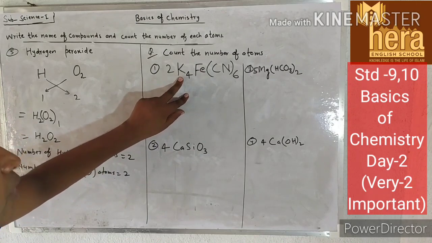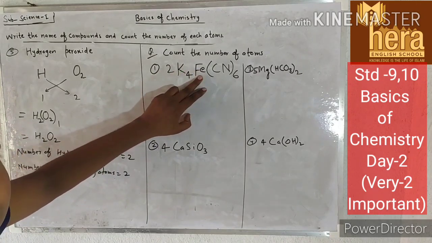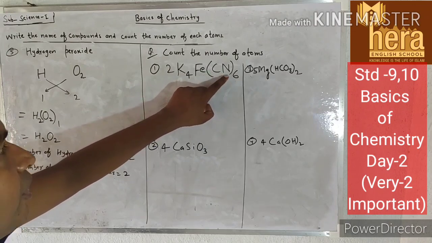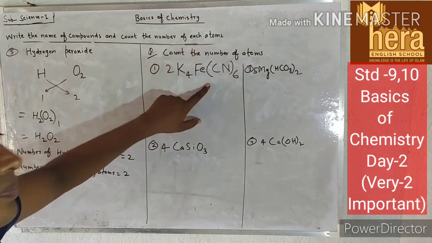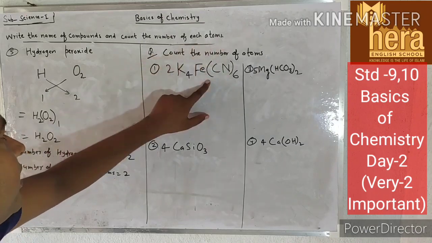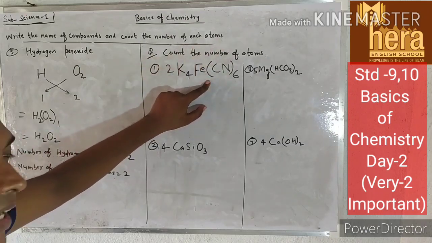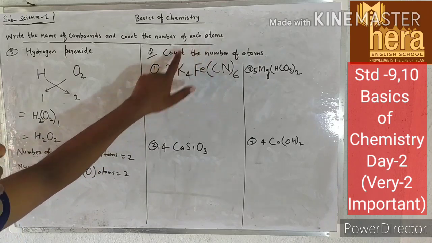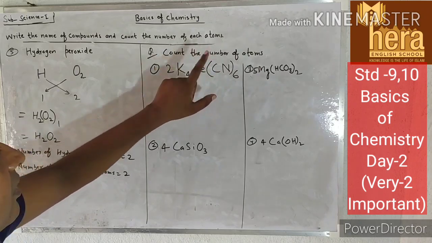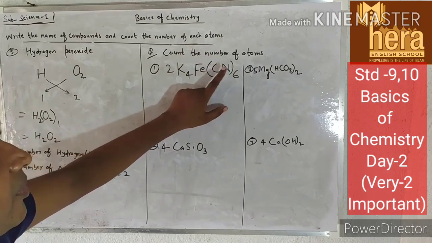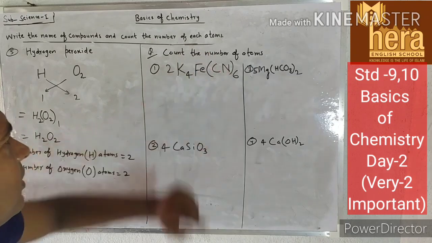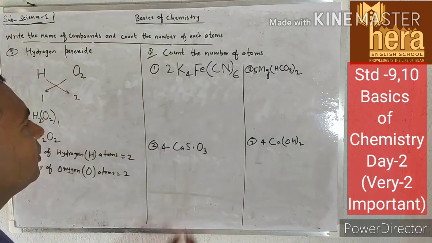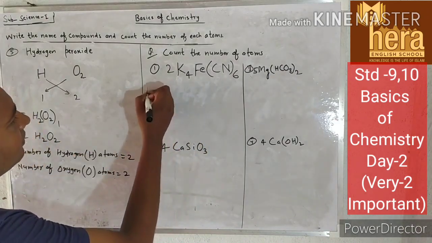K means potassium, Fe means iron, C means carbon, N means nitrogen. So in these compounds or molecules, you have to say how many potassium atoms are there, how many iron atoms are there, how many carbon atoms are there, how many nitrogen atoms are there. Understood? So in these molecules, K means potassium. So potassium atoms.